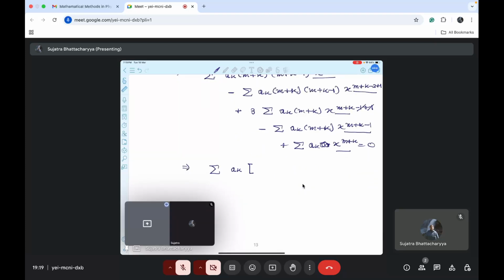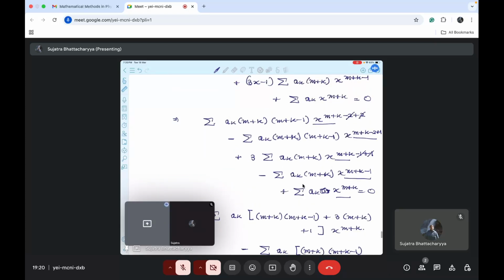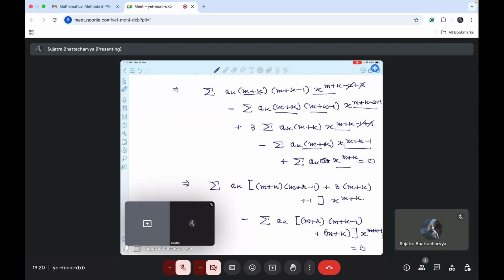So try to write m+k first. So first is a_k [(m+k)(m+k-1) + 3(m+k) + 1] x to the power m+k minus summation a_k [(m+k)(m+k-1) + (m+k)] x to the power m+k-1. This should be equal to 0. All right, this one, this and this, and all have a negative sign, so I have taken the negative sign common.